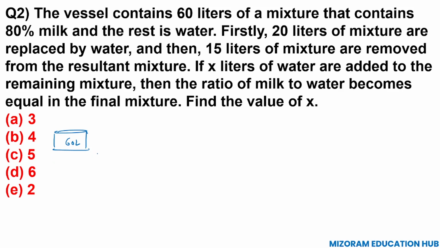Firstly 20 liter of mixture are replaced by water. 20 liter can remove chon engzat nge bang don. Only 40 liters a bang adikem.